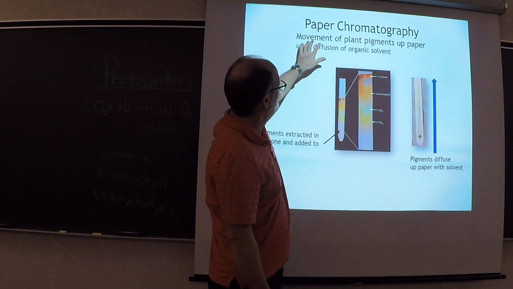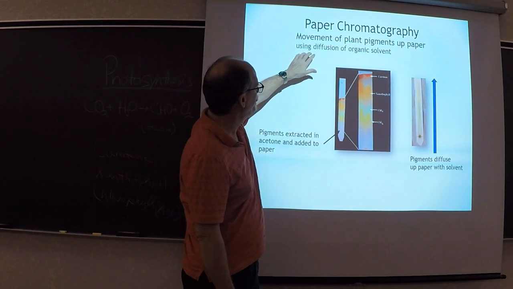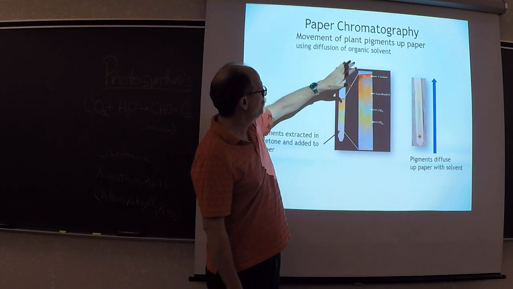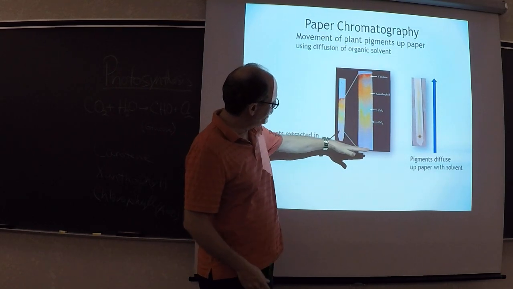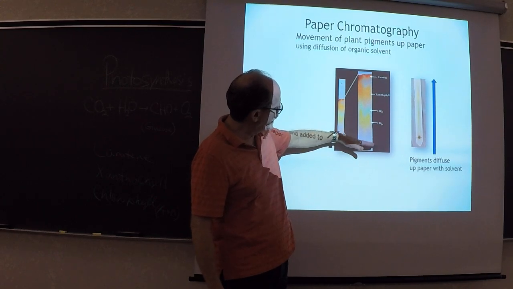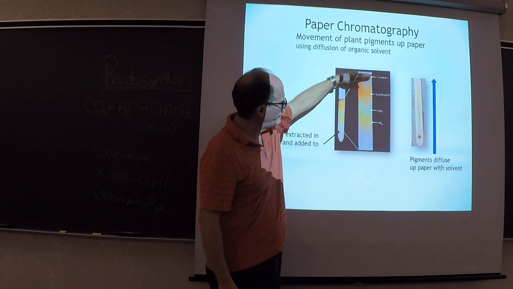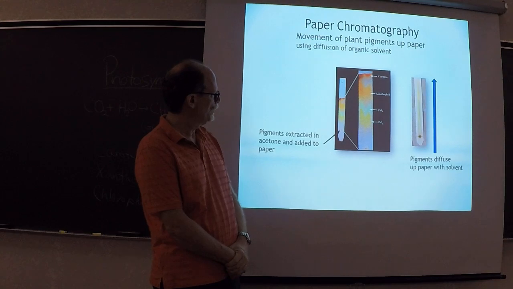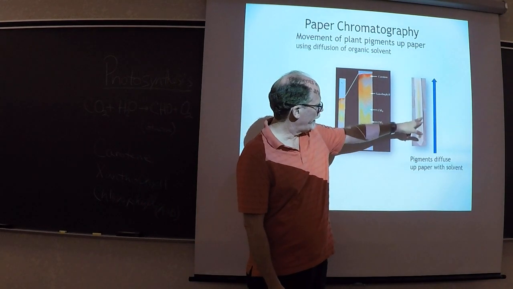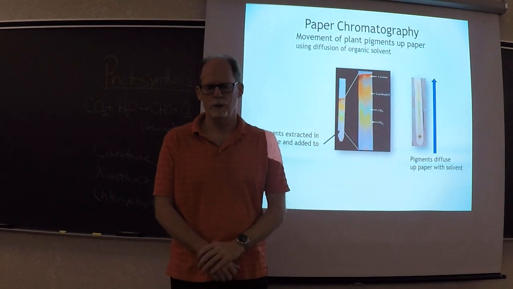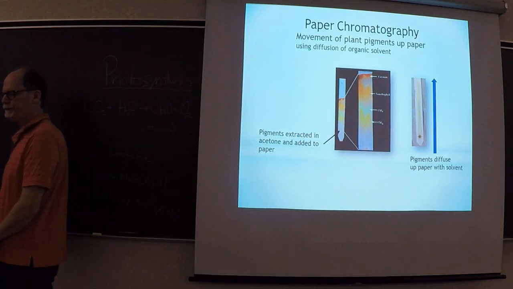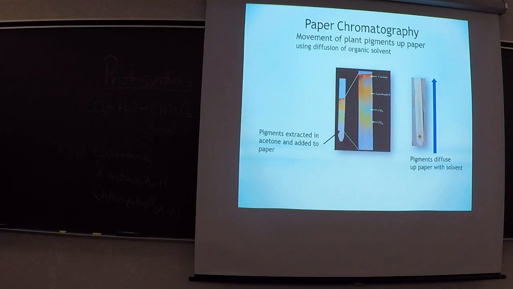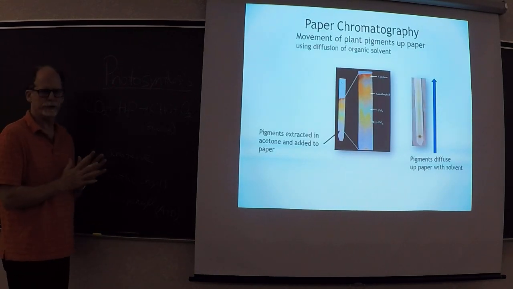So the movement of the plant pigments up the paper, diffusion is how they moved, right? They diffused from point A to point B, or here, or here, or here. So they moved, like I put over there, the arrow. Pretty straightforward experiment. So that's it for the photosynthesis, right?